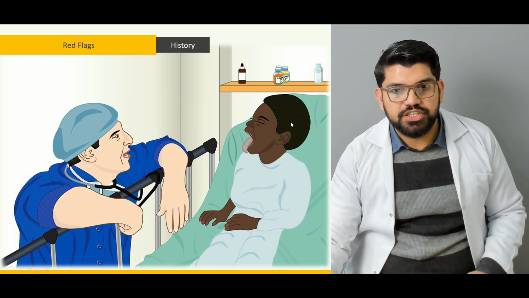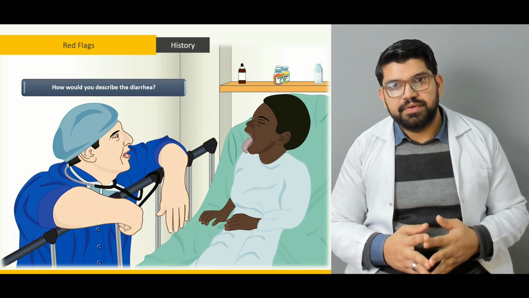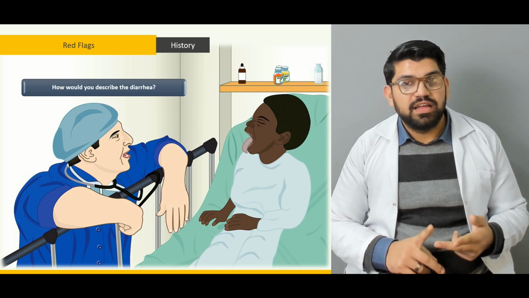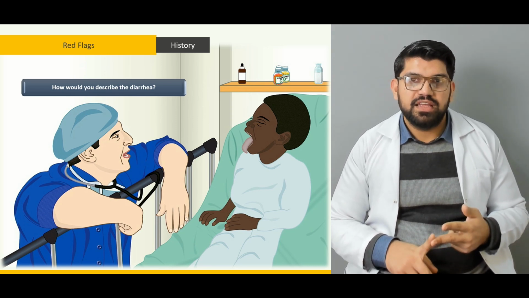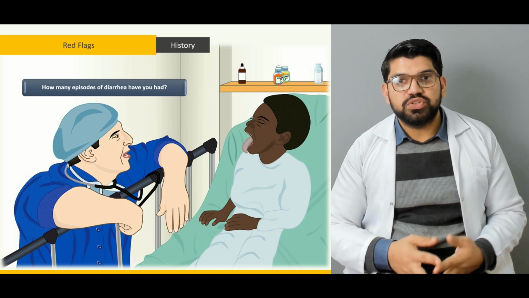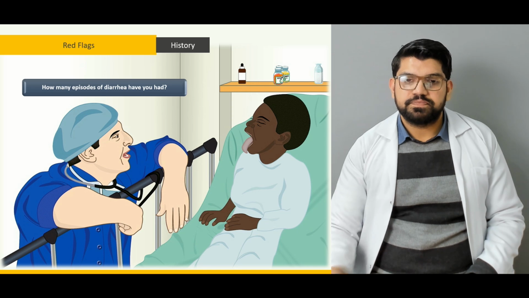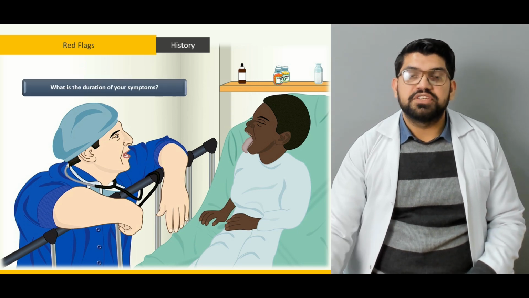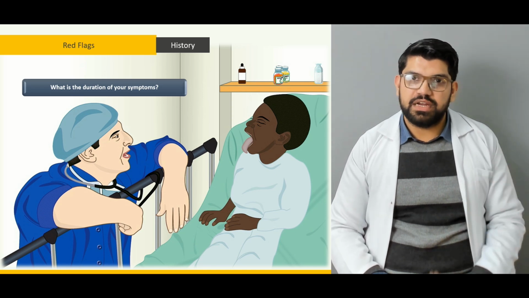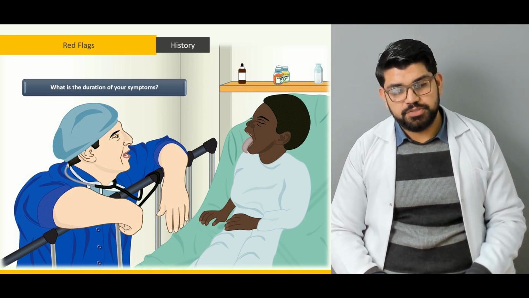But what questions do you need to ask a patient who comes to you with diarrhea? How would you describe the diarrhea? Is it watery, non-bloody, is it foul smelling? What is the color of the stool? How many episodes? As I said before, more than 3 episodes is diarrhea. What is the duration of the symptoms? If it's more than 2 weeks, it's chronic diarrhea. If it's within 2 weeks, it's acute diarrhea. You need to look for causes of acute diarrhea in these patients.